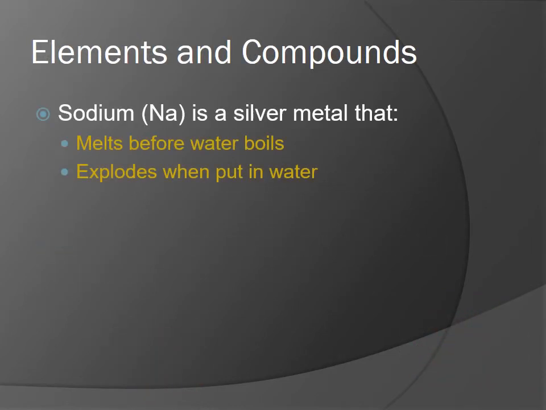So, elements and compounds. Let's consider the element sodium. Sodium has the symbol Na. It comes from the Latin natrium. It's a silver metal. If you were to heat it up, it would actually melt before water boiled. I think it melts at 98 degrees Celsius, where water boils at 100 degrees Celsius. If you were to put sodium in water, it practically explodes. It is so reactive. It does not like water at all.